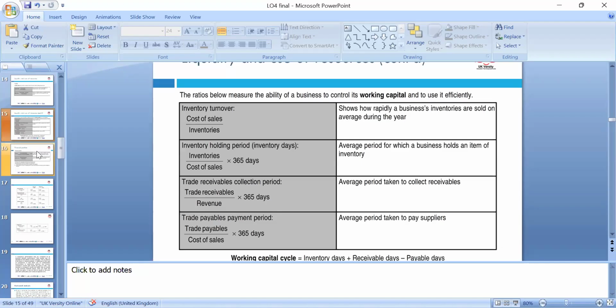Okay, then we can look at trade receivables against the revenue, how many days we take to receive money. Receivable days should always be quicker and the payable days normally should be longer, according to the industry benchmark. And the working capital cycle is inventory days plus receivable days minus payable days. That's quite crucial, which we need to look at.